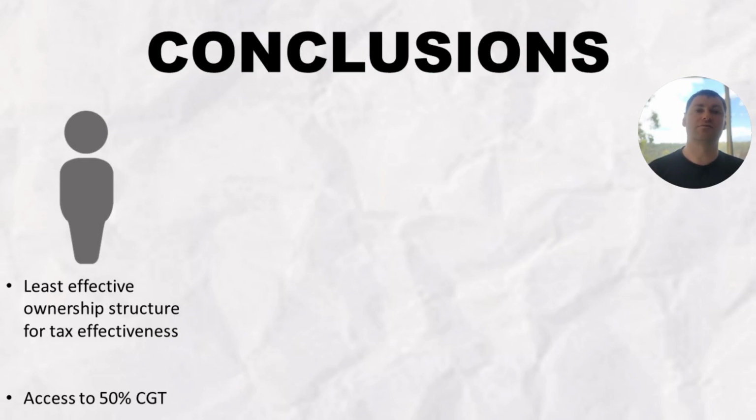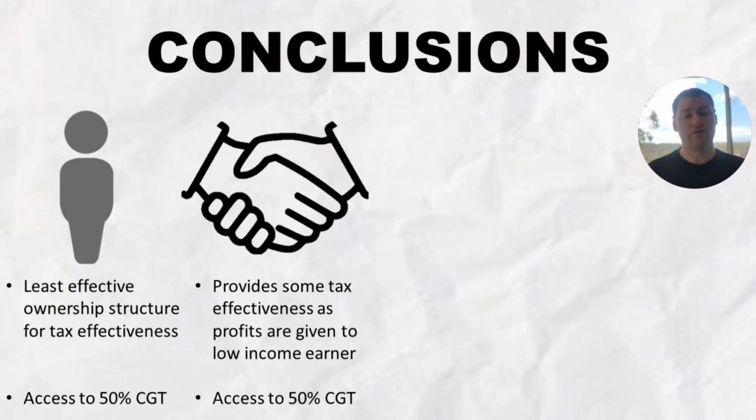The first conclusion is for the individual, it's the least effective ownership structure for tax effective purposes. You do get access to the 50% capital gains tax, which is a benefit if you're planning on selling something. For partnerships, it does provide some tax effectiveness because at some point, somebody in the partnership is going to be a lower income earner than the other one. Any sale or profits that you make from any assets that you own automatically are put into the lower income earner's name, giving the family unit a better tax effectiveness than the individual.